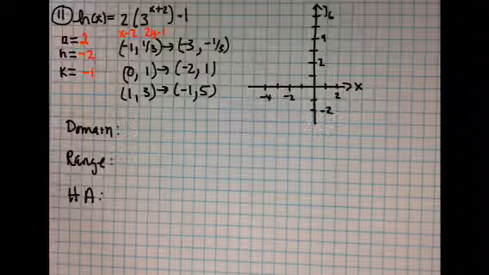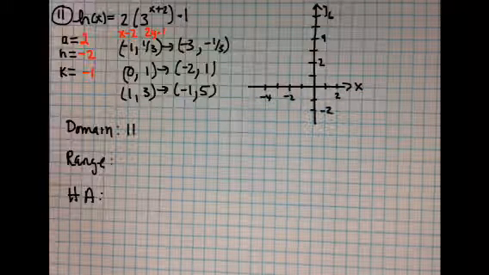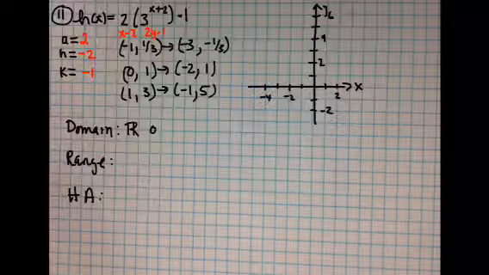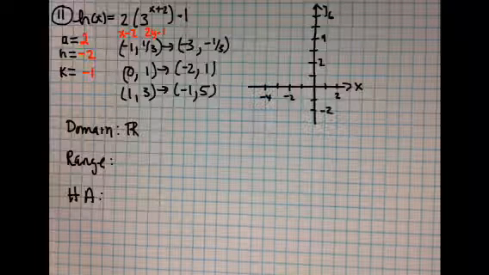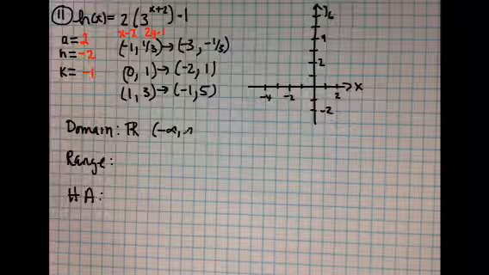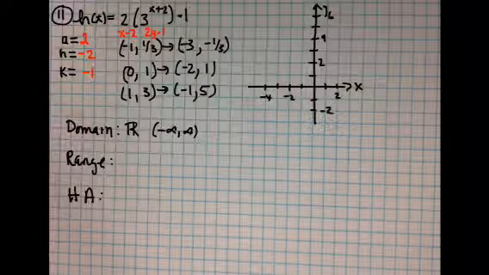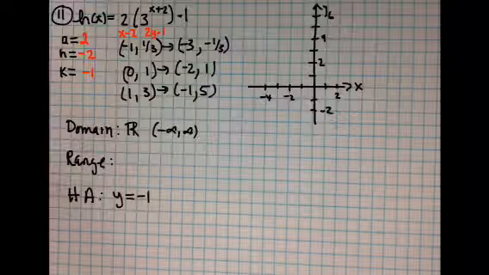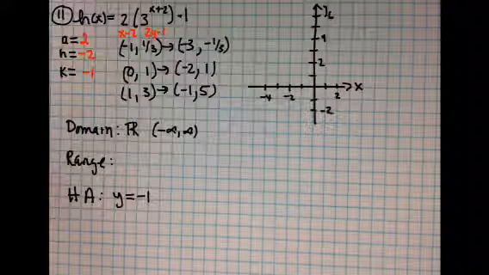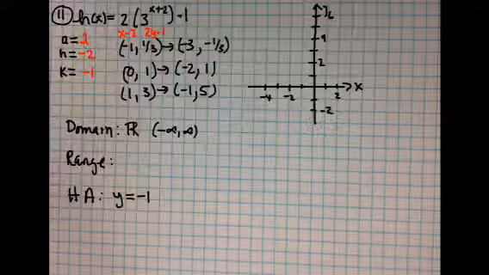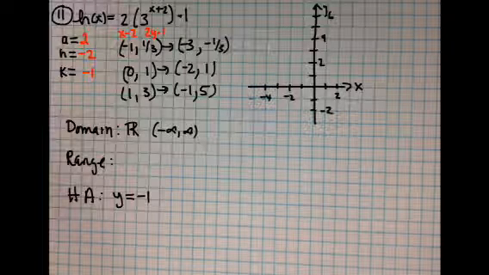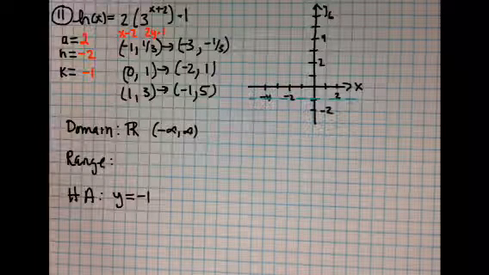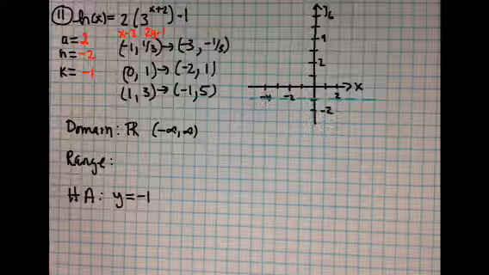So the domain is all reals, or you could write it with interval notation. The horizontal asymptote, remember, depends on k, so it's going to be y equals negative 1 because k is negative 1. So I'm going to go ahead and draw that one in first. I'm going to use this light color because it's only a guide. It's not part of the graph, it's just a guide.